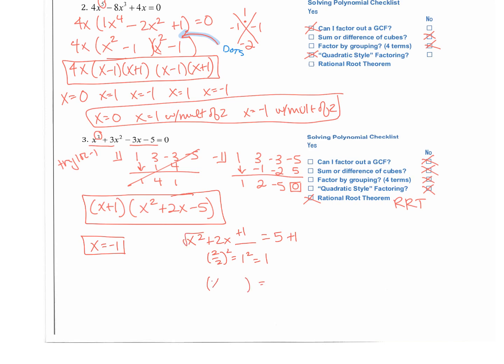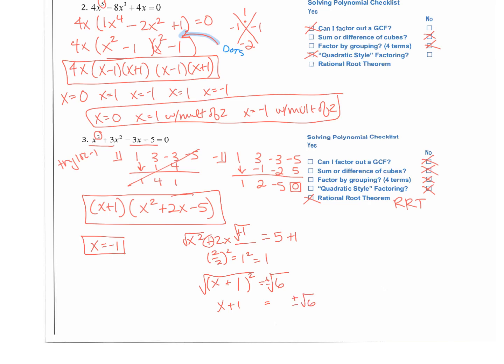Square root of the first is x. Square root of the third is 1. Sign from the middle is plus. And then 5 plus 1 is 6. So now I want to take the square root of both sides so I can get closer to solving for x. I get x plus 1 equals plus minus the square root of 6.